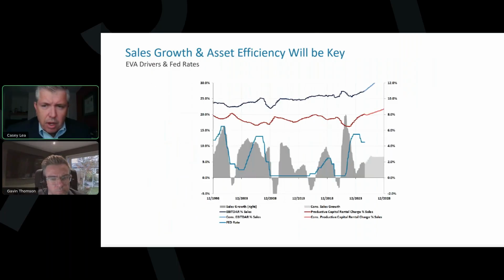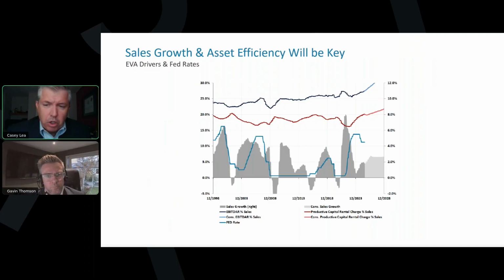Here's a similar graph from the previous slide, where we highlight the EVA drivers that Gavin went through earlier: sales growth, EBITDA margin, which is essentially EBITDA margin with the adjustments Gavin mentioned, and the productive capital charge as a percent of sales. This is the capital base times the cost of capital divided by sales.